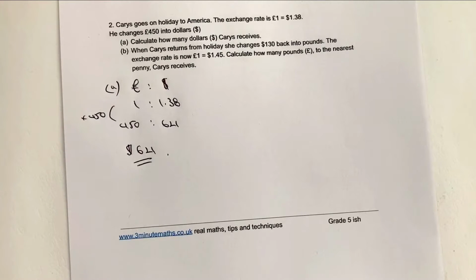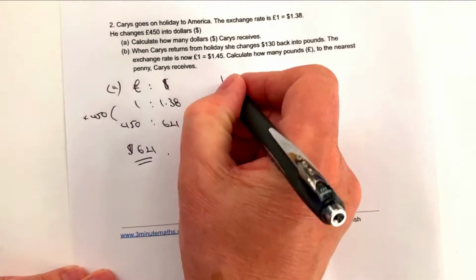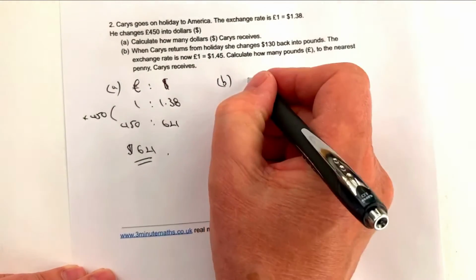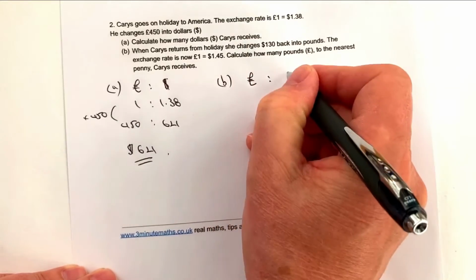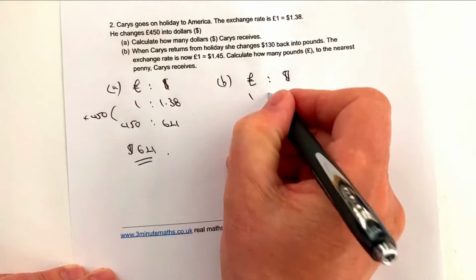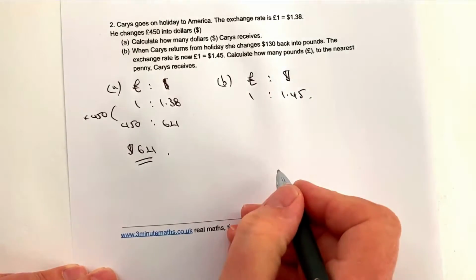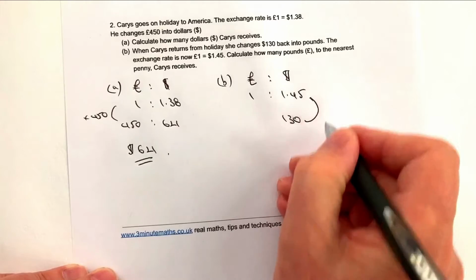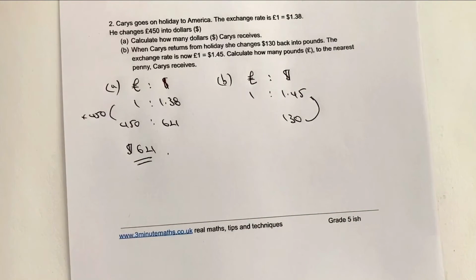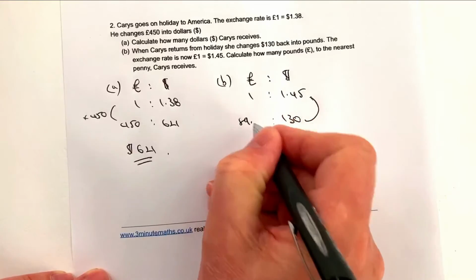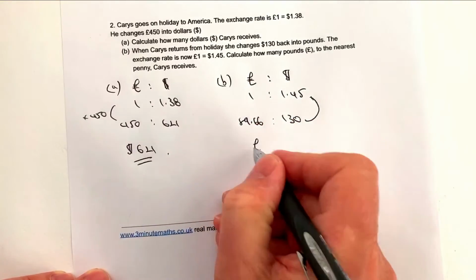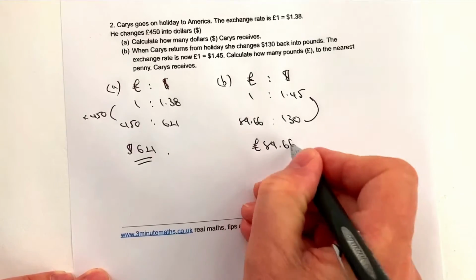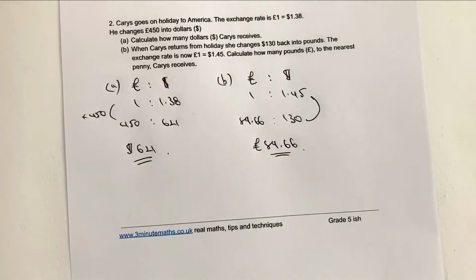Okay, part B, she's got $130 left in her account. Very, very unlikely, but she's got $130 left in her account, and she's going to change it back into pounds. And the exchange rate again is different. It's going to be 1 to 1.45. Okay, so she's got 130. How many times have I divided 130 by 1.45? In other words, how many pounds can I actually buy? Well, I can buy 89.66 pounds, and that would be the answer to part B of this particular question. Okay, hopefully that's all right for you.